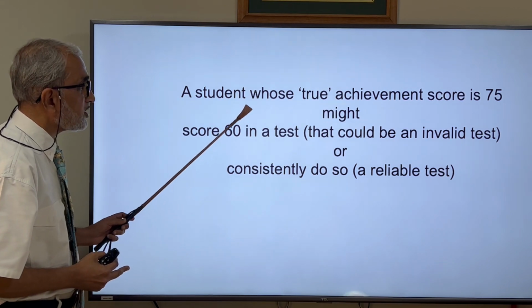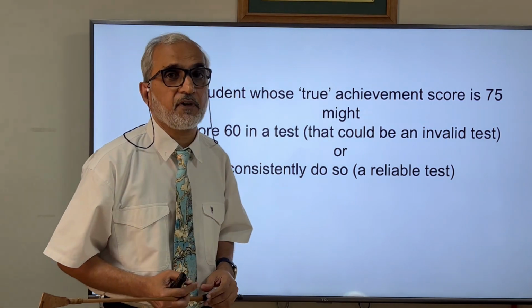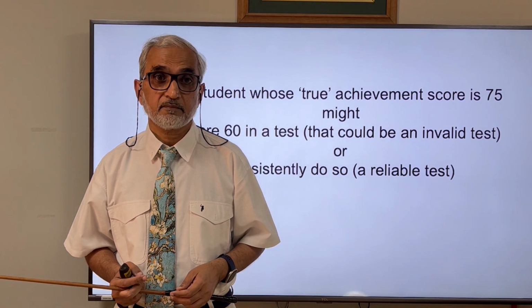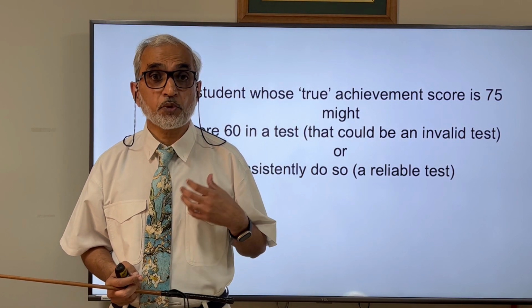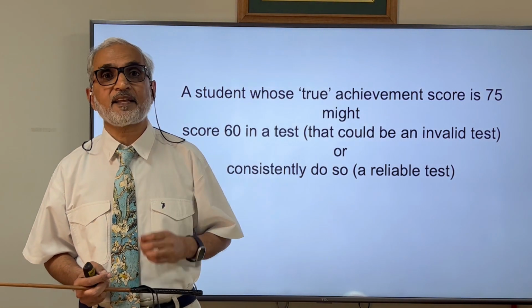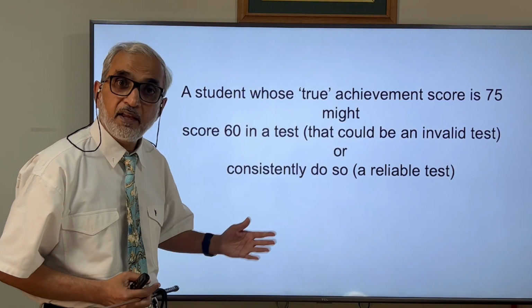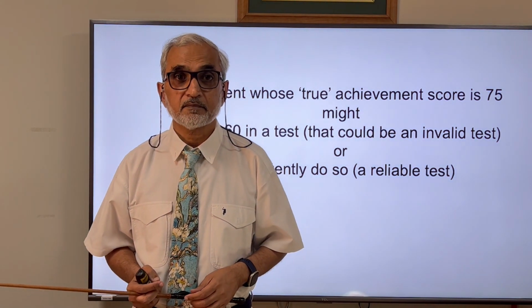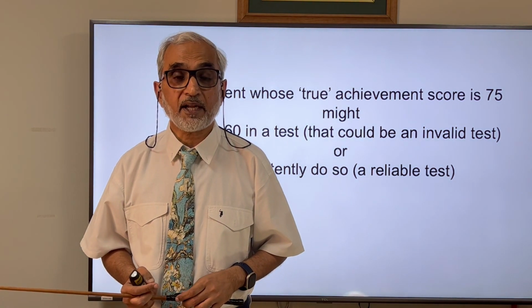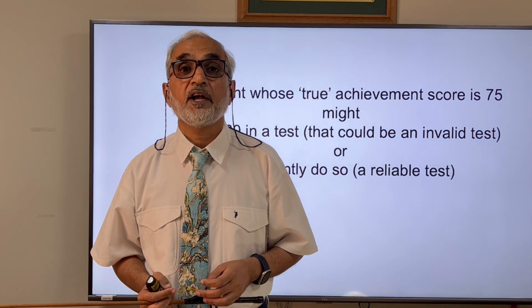Similarly, that student whose true achievement score is 75 may consistently score 75 if an examination is repeated. One time, two times. Now, if a student is doing that, then we can say we have faith in that examination because the achievement of the student is constant, which is 75, and he is scoring 75. So he is consistent in scoring. So that brings to us the important concepts of validity and reliability.